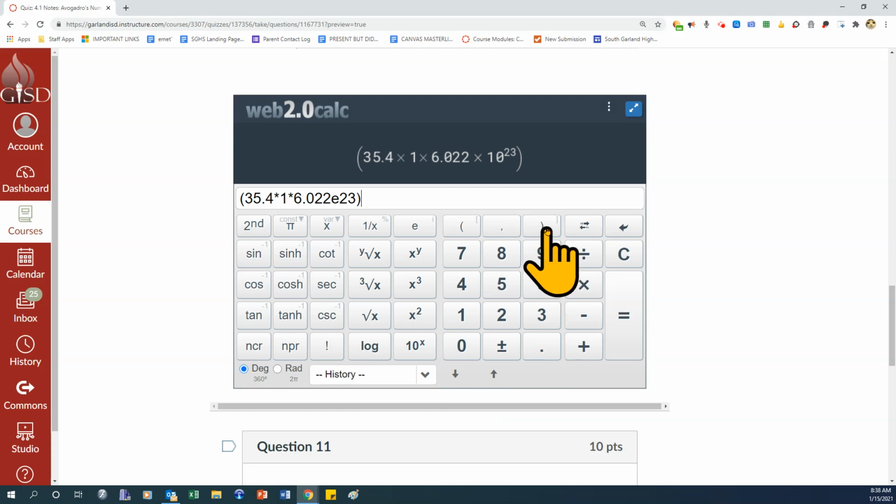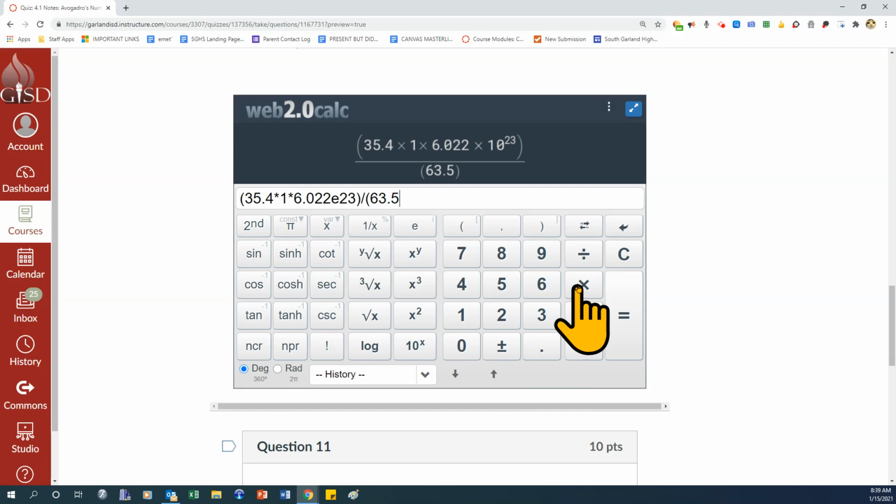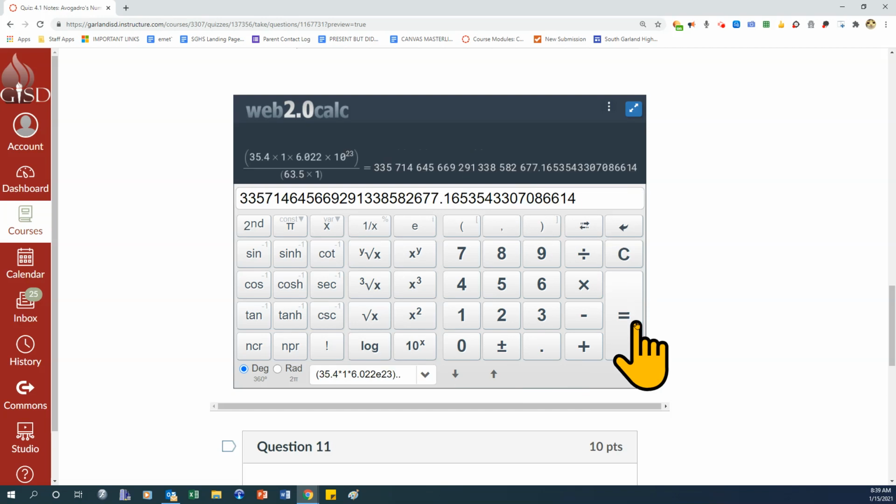Okay, close parentheses because we're done with the top. And then I have to divide it with everything at the bottom. So divided by open parentheses again for everything at the bottom. So everything at the bottom is 63.5, and then times 1, close parentheses, right? So this is what it looks like at the bottom. And then enter. And what do you get?